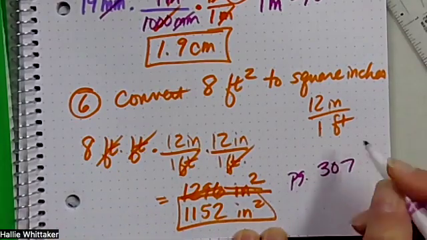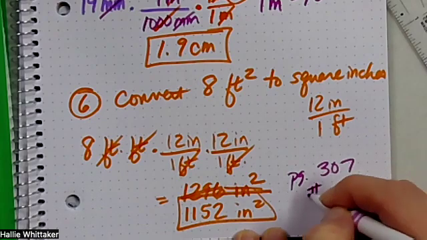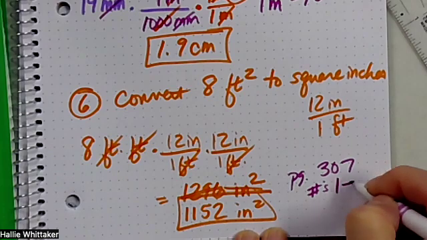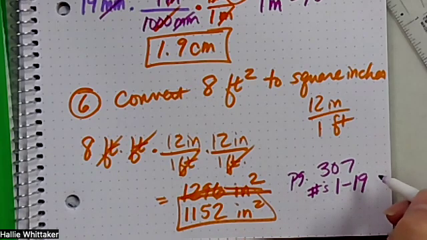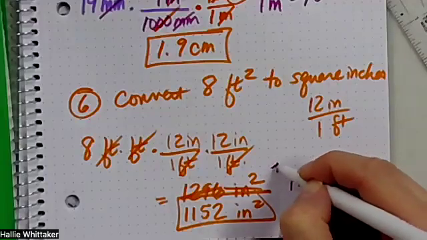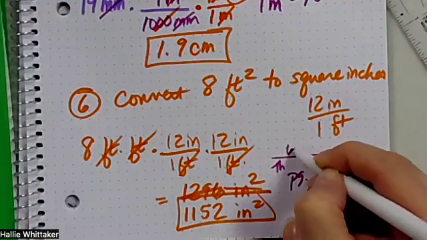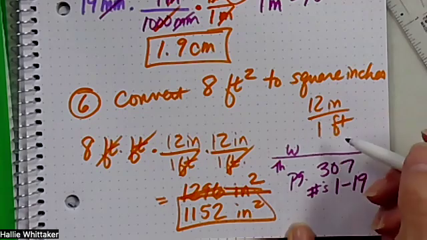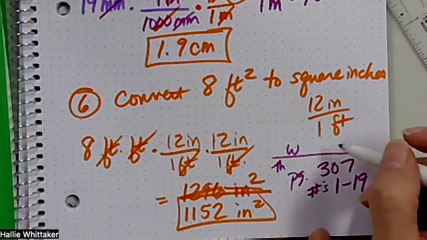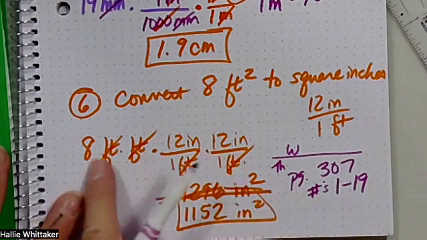Page 307. You can do this. Go ahead and do 1 through 19. Bringing it back easy. Consider this Thursday's work. Wednesday, I'm gonna send you a picture of that worksheet, and I don't think it's gonna take you more than 10 minutes at most. We have to show all of our work. I wanna see this right here.